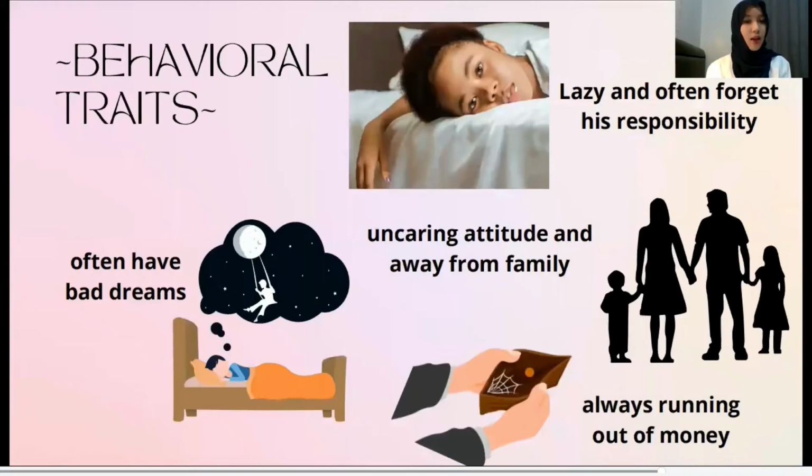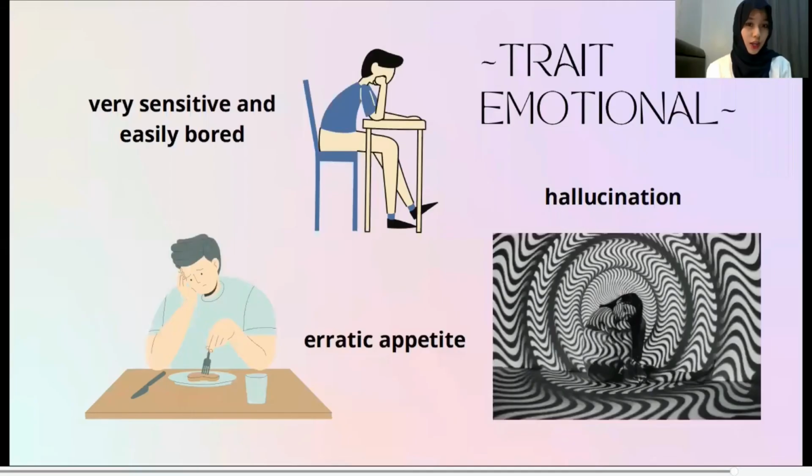Okay, next, behavioral traits. First, lazy and often forgetting responsibilities. Second, often having bad dreams. And then third, an uncaring attitude and staying away from family. And then last, always running out of money. Okay, next, emotional traits of drug users: very sensitive and easily bored, hallucinations, and erratic appetite.